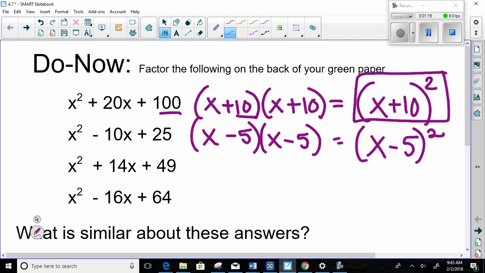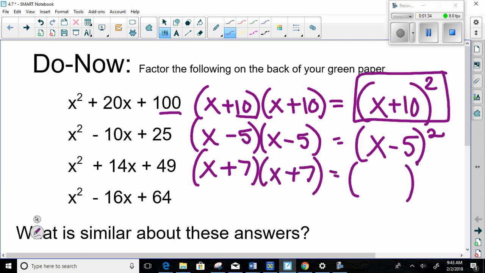Who can raise their hand and tell me the next one? How would I write that? I know Jordan knows how to do it. Somebody else, try it out. Camille. X plus 7. Beautiful. How would I write that? X plus 7 squared. Perfect. And so since that's a plus, I know this will be a plus. And then what's the square root of 49? 7, right?